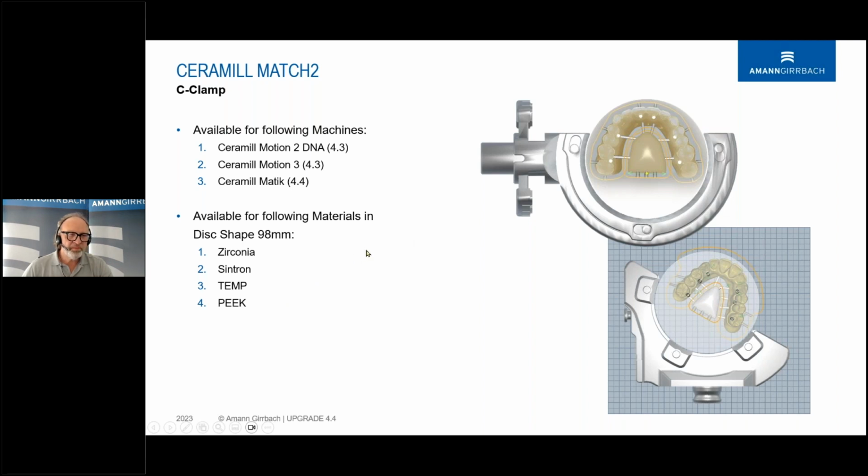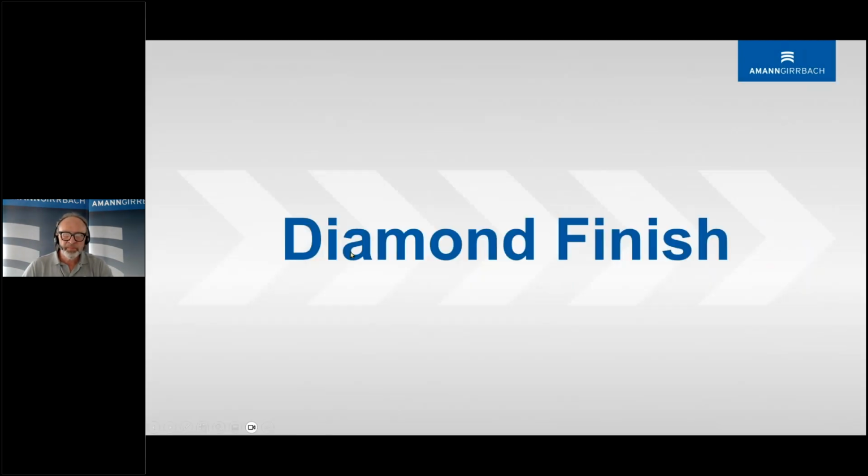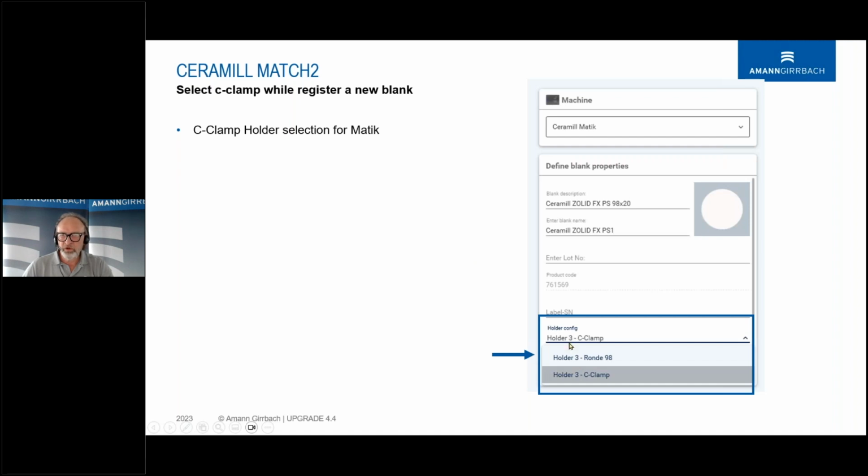To choose the C-clamp, you decide this in the match 2 when you select the blank and the holder. Then you go to the holder 3. This is called the C-clamp holder. If you have just a blank in your library, you click on your blank and then on the left side in the match 2, and here you can select also the C-clamp holder. Maybe before using the C-clamp holder, the blank was used in the normal holder, that means the 98, and then you jump to the C-clamp. So it's also possible to jump in between different holders with different constructions.